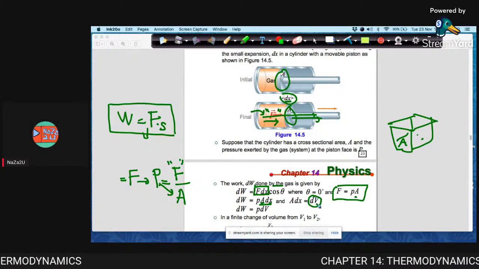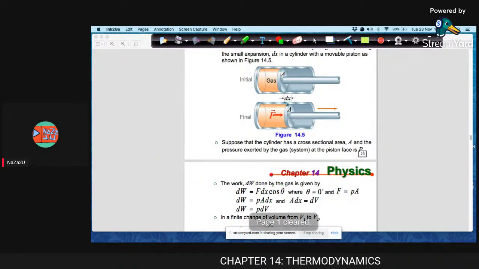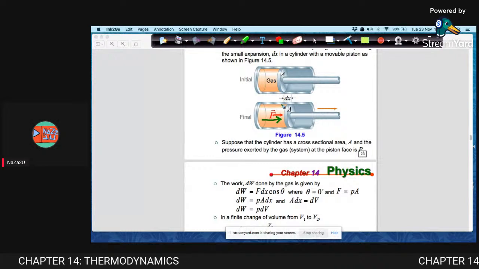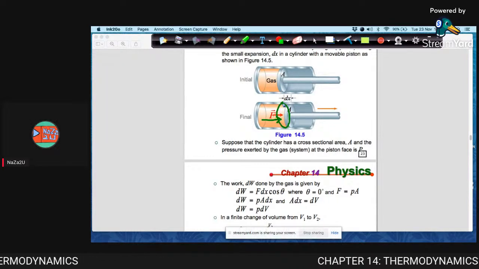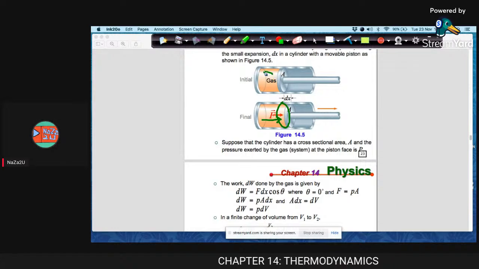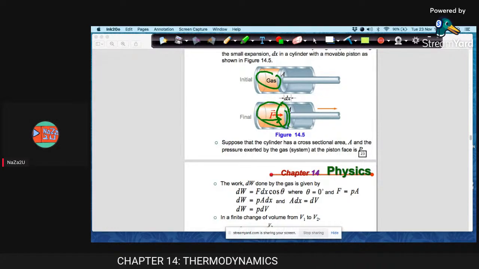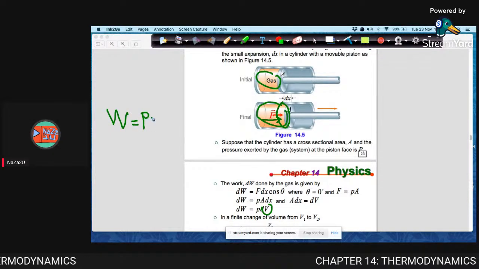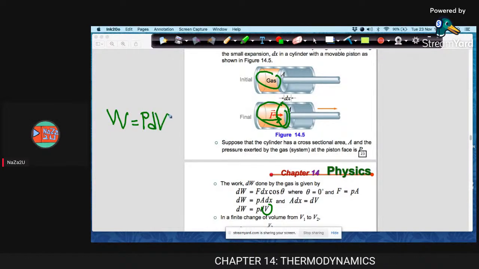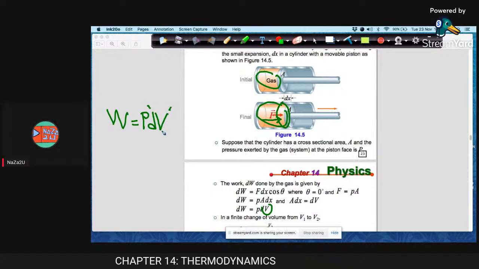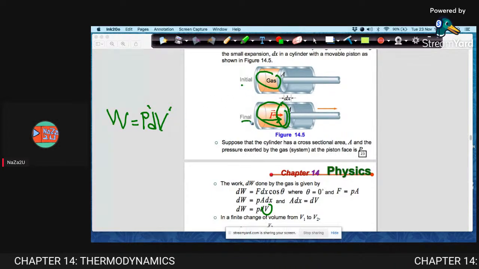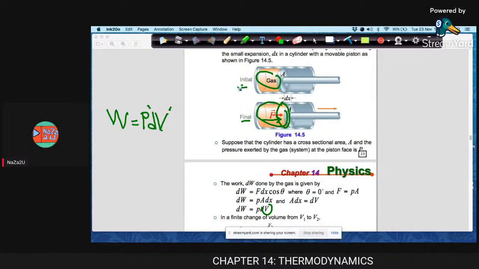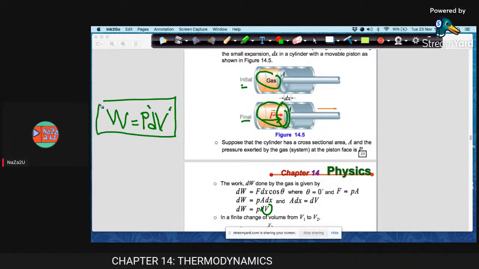This is volume. So now here, if the system expands, work done by the system increases the volume, or change of volume. This is initial volume. This is final volume. That's why this is dV. Or work done is equal to pressure times change of volume. Change of volume here is final minus initial, right? That's why P dV.